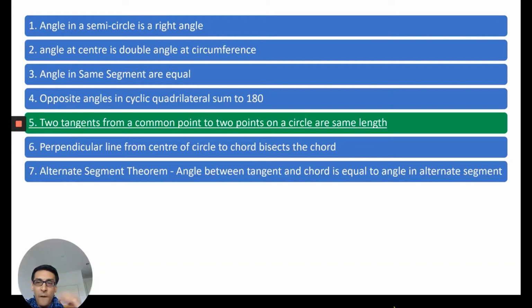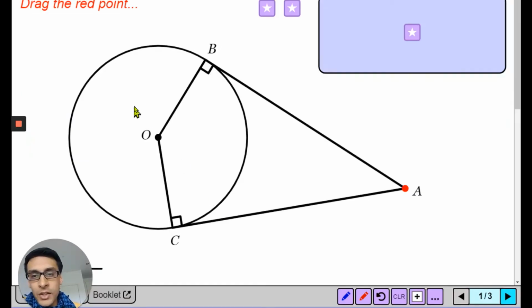This is video 5. We are going to look at how two tangents from a common point to 2 points on a circle are the same length. So let's have a go at showing you what this looks like. Okay, so here you can see I have two tangents. So this line here, if that line AB were to extend all the way, and this line here, AC. You can see they're tangents because there's a 90-degree angle there, and they meet at point A.